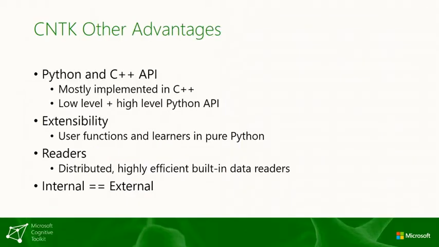All right, just a quick summary of some of the key advantages of CNTK. Besides the scalability that I talked about, we now have support for Python and C++ APIs. It's mostly implemented in C++, with both low-level and high-level Python APIs available to you. We provide extensibility, so if you have your own functions, users can extend those APIs with user functions and learners in pure Python.